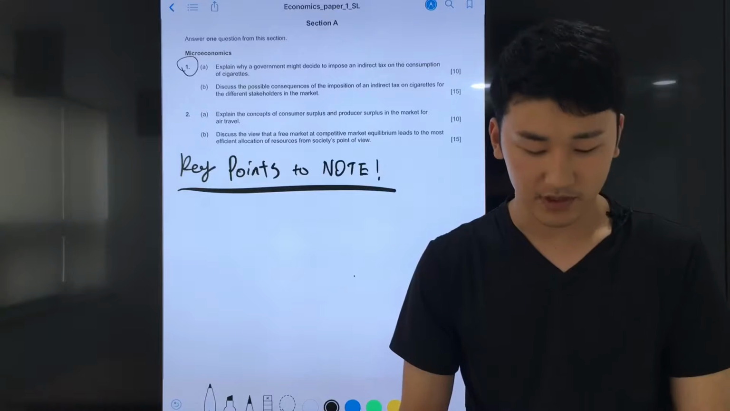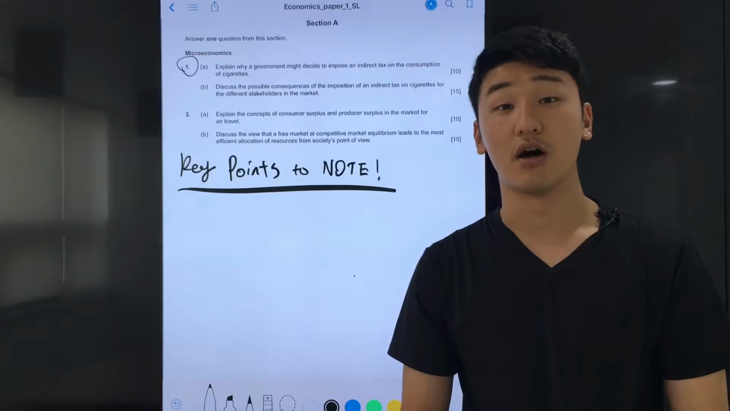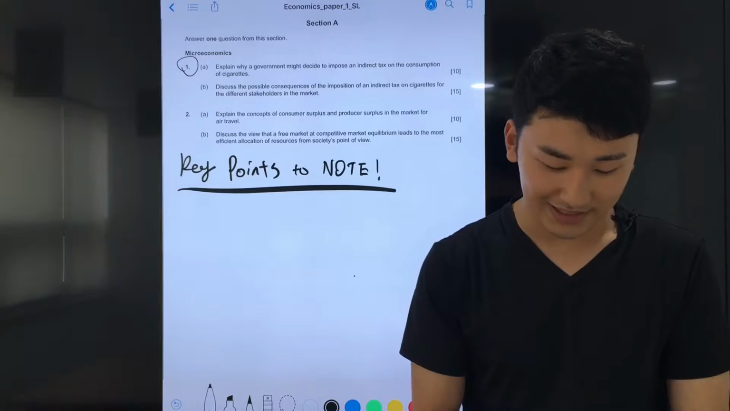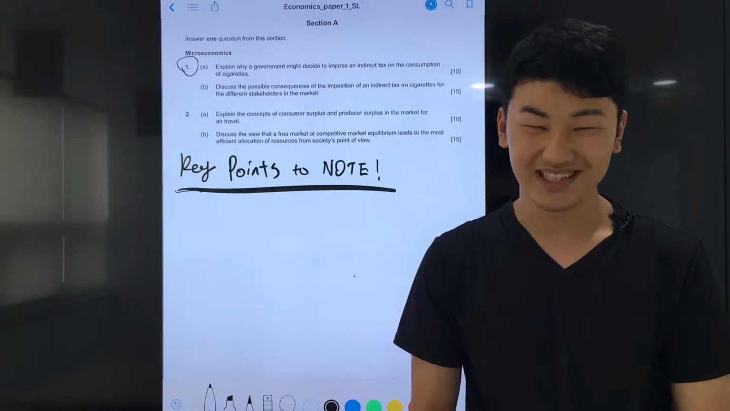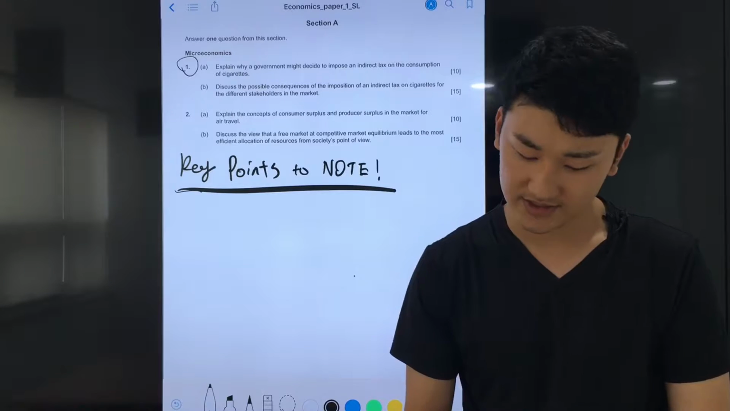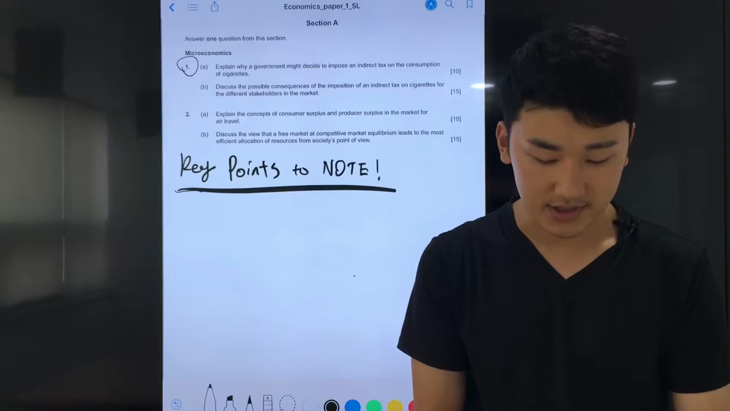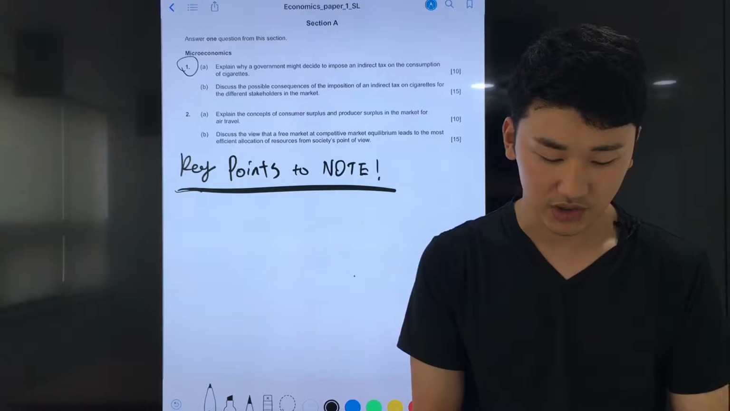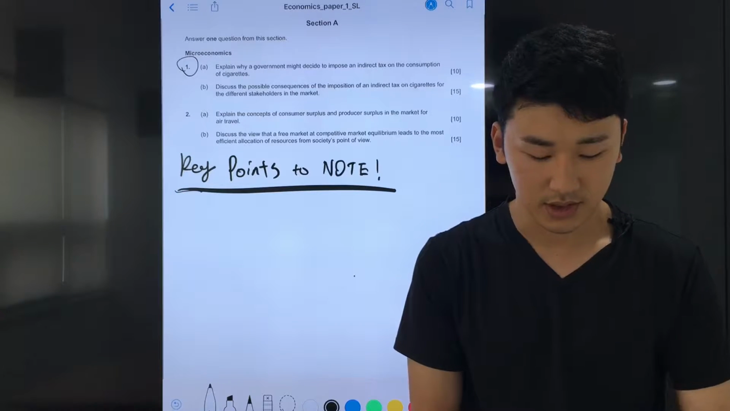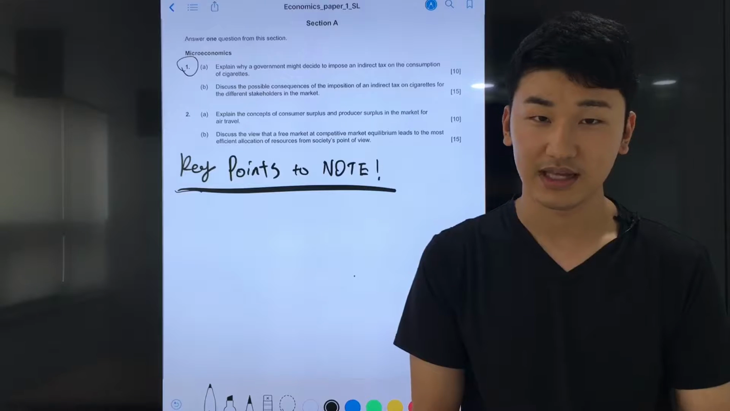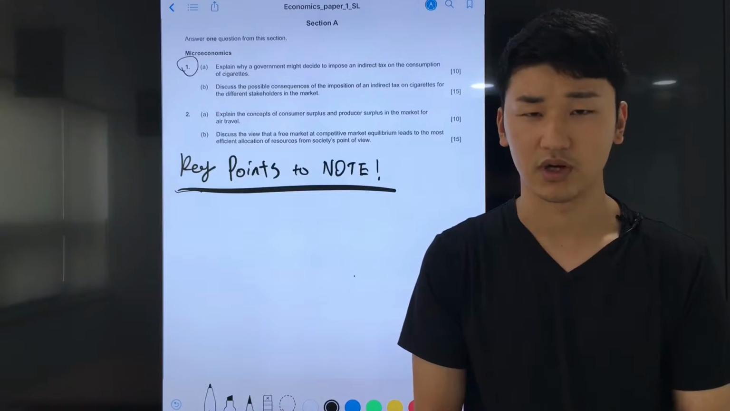Read the question: explain why a government might decide to impose an indirect tax on the consumption of cigarettes. Okay, so this is a very classic market failure related question. It is very easily relatable to real-life society, cigarettes. We can decide what to write immediately, because this question occurs very frequently on IA topics and other papers. Nine out of 10 times, you'll see it in some form in paper 1, paper 2, paper 3, you name it.